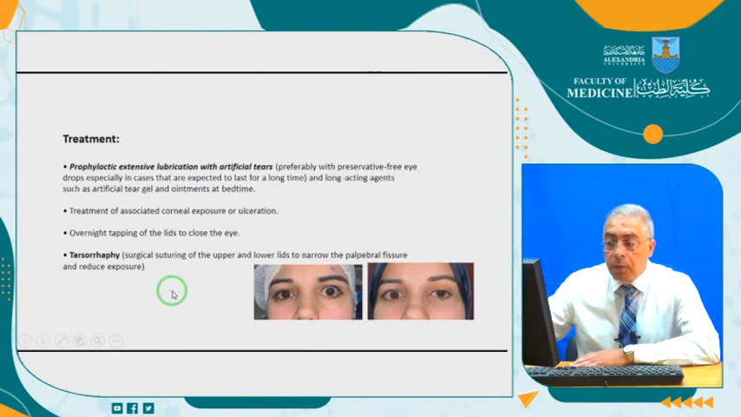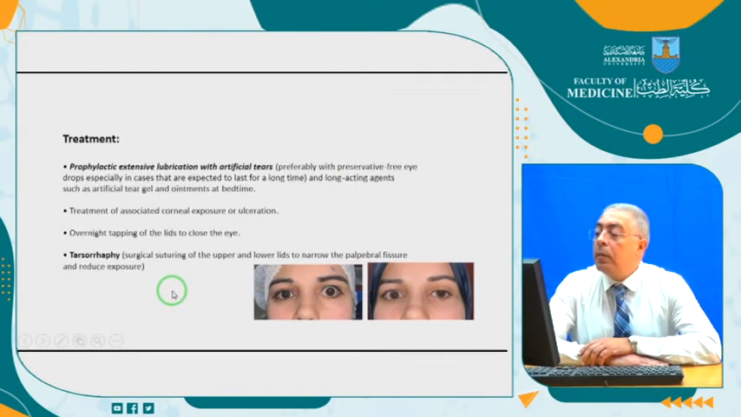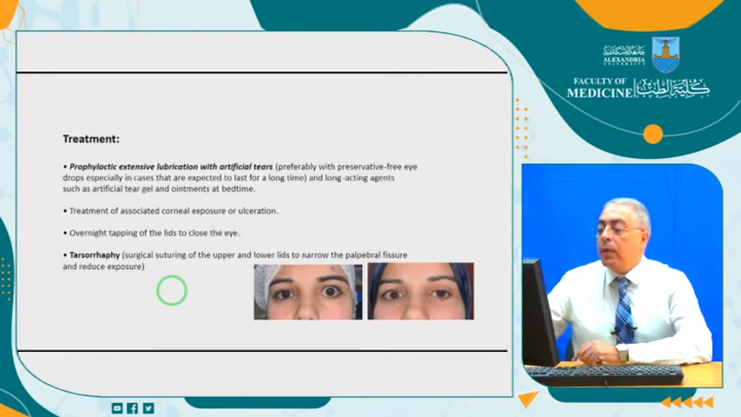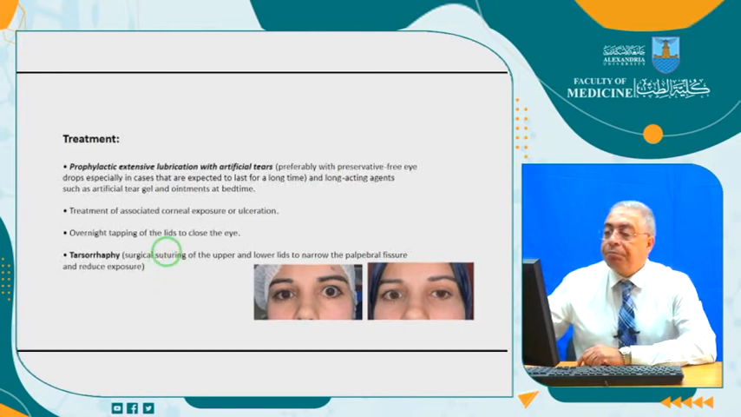This, in the long term, leads to widening of the fissure. Temporary measures are okay if the cause is temporary, but if the cause is permanent, we go to what's called tarsorrhaphy, or surgical suturing of the upper and the lower eyelids.